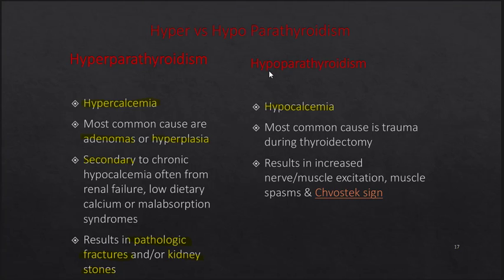The most common cause of hypoparathyroidism is trauma during thyroidectomy. I mentioned this already, where if the thyroid is removed, or even part of it is removed, then there can be accidental injury to the parathyroid glands because of their close proximity. And low parathyroid hormone can lead to increased excitation of nerves and muscles. It can lead to spasming of muscles. And we spoke about this when we talked about different imbalances in the body in one of our previous lectures.